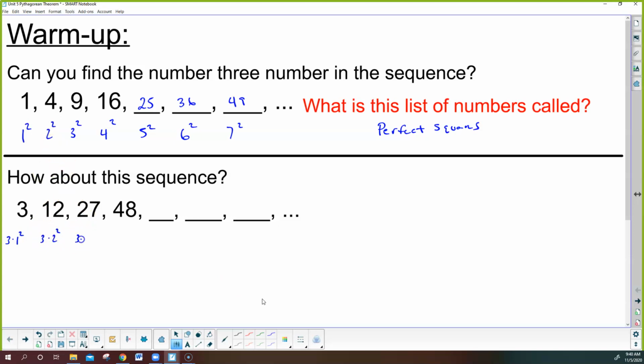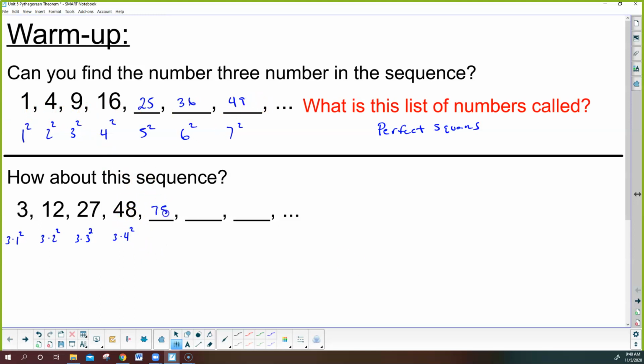So what about 27? Well, 27 ends up being 3 times 3 squared, which, yes, could be written as 3 cubed, but there's a reason why I want this 3 to be written. And then 3 times 16, or 3 times 4 squared. So this is a list of special patterns where we're taking the perfect square numbers and timesing them by 3.